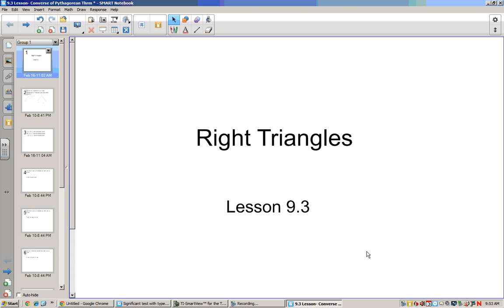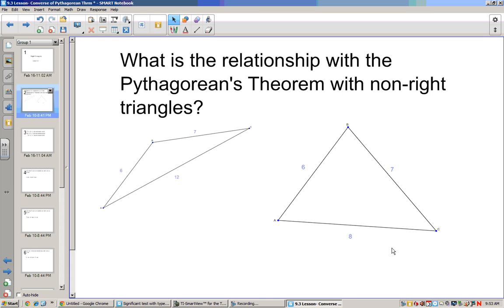Hello, welcome to the third day of this chapter on right triangles. Today we're going to investigate a little bit more about Pythagorean's theorem. We want to know what the relationship with Pythagorean's theorem is with non-right triangles.